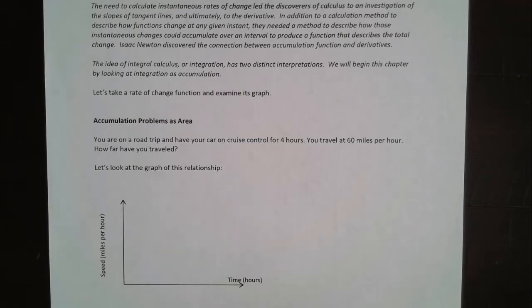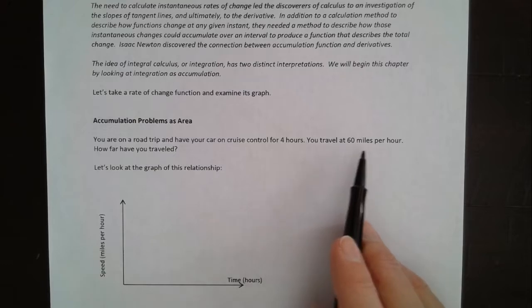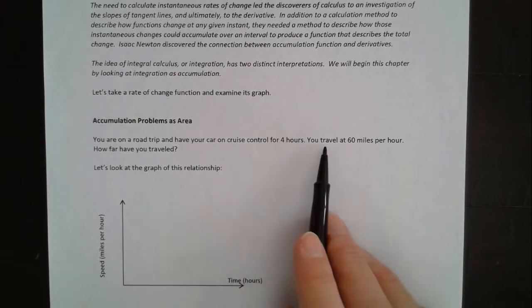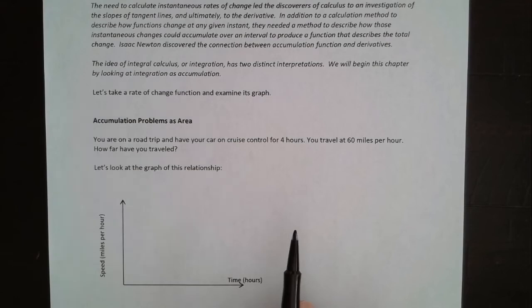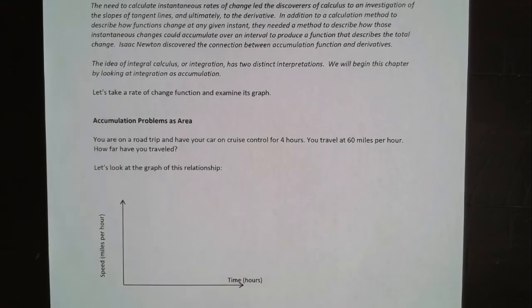So even without calculus, we can think about this as, okay, distance is rate times time. Our rate is 60 miles per hour and our time is 4 hours. If we multiply those two together, that's going to give us our total distance. So we want to ultimately know how far we've traveled. We know it should be 60 times 4, which would give us 240 miles. But let's look at this graphically.